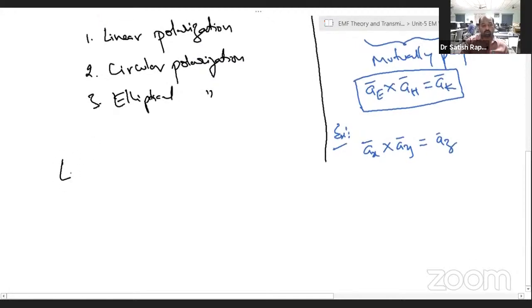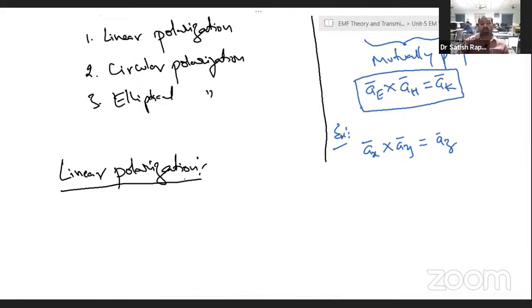So first one, linear polarization. The name itself gives you how electric field is oriented. In case of linear polarization, the electric field varies linearly with time, right? That means the orientation of electric field is a straight line.